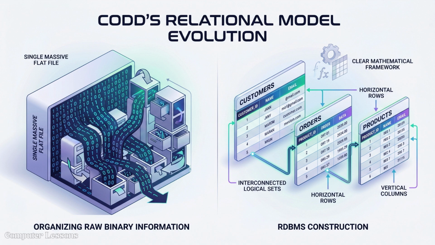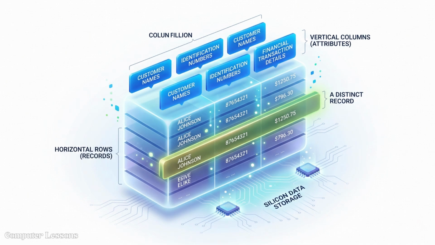A relational database management system constructs these tables using distinct horizontal rows and vertical columns to provide a clear mathematical framework. The vertical columns define the strict attributes of the stored information, such as customer names, identification numbers, or specific financial transaction details. Each horizontal row represents one distinct record containing the actual raw values corresponding to those predefined and rigid column attributes in silicon.